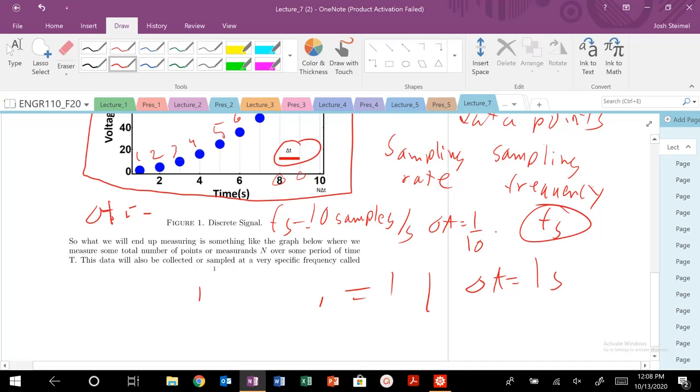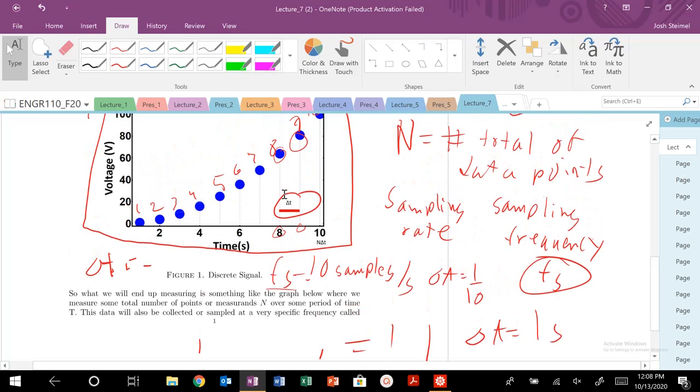So you can see there's going to be some relationships that follow. So f of s, we're going to see in just a second. So let's think about this signal here, and let's try to figure out some of these key parameters. We're capturing a total number of data points, n. We sample at some sampling frequency f sub s, and there's some time interval between our points.